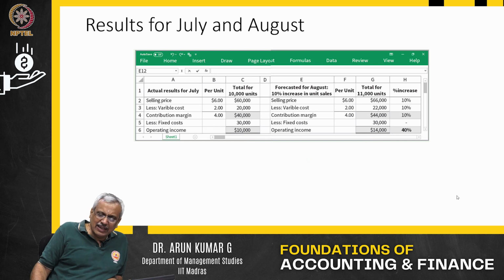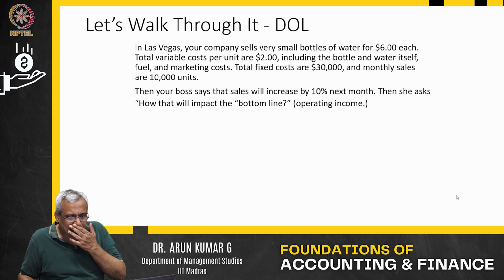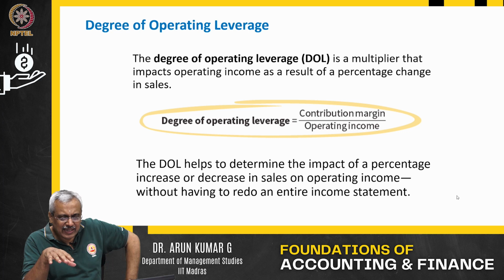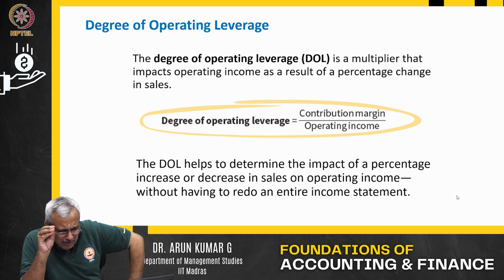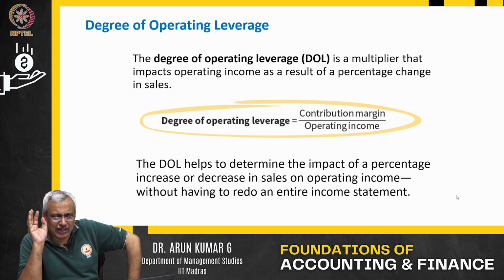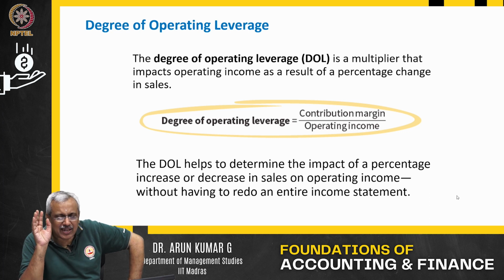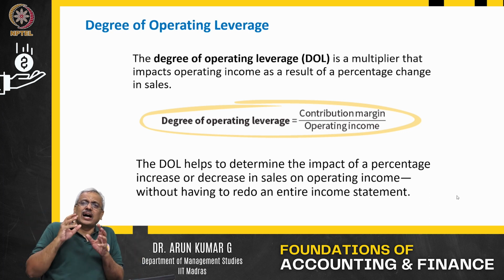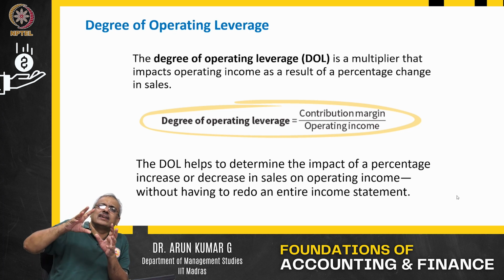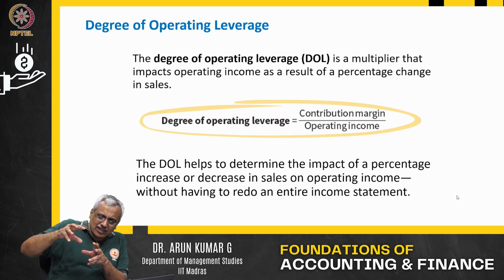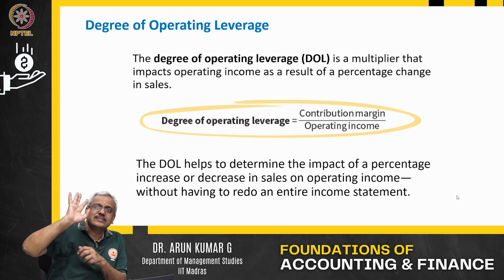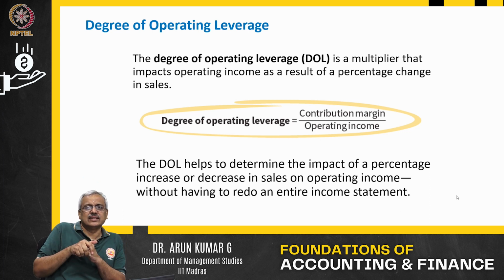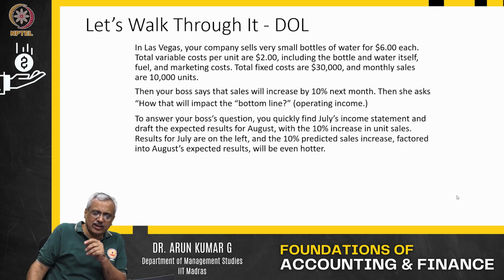So if I go back, my degree of operating leverage is just the multiplier that impacts the operating income for a percentage change in the sales. It's just a multiplier by which your operating income is going to be impacted because of a percentage change in sales, and that is what we saw with this example.